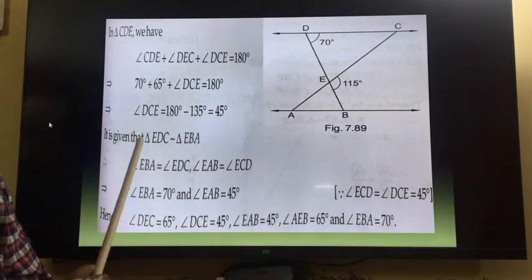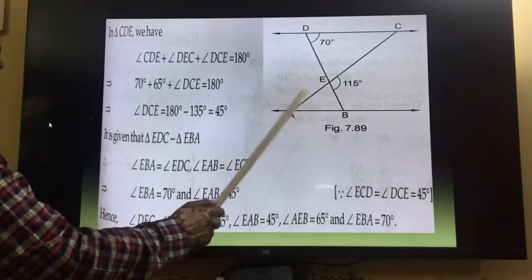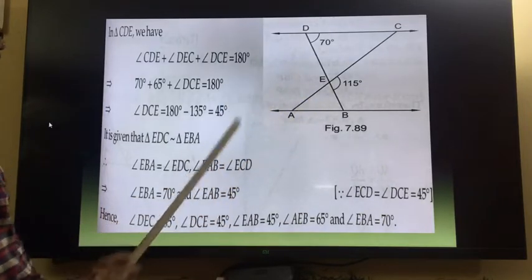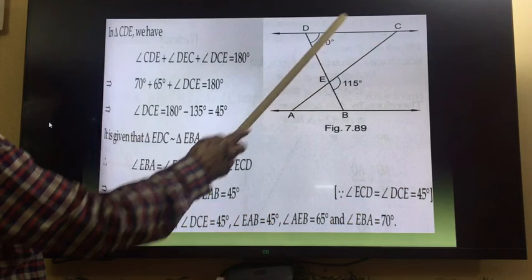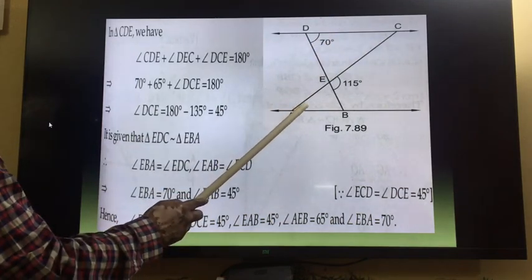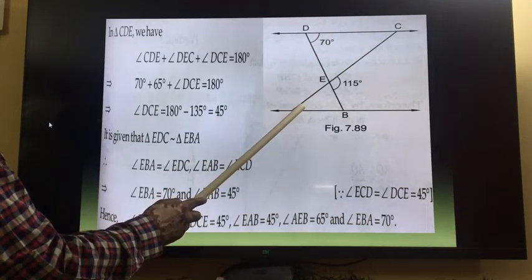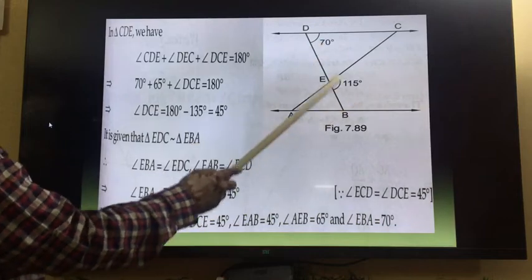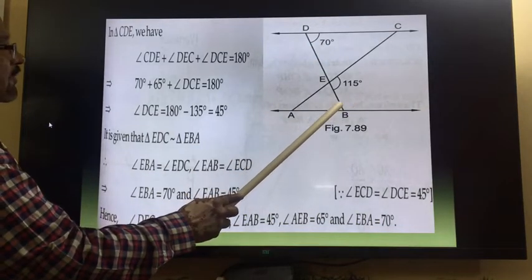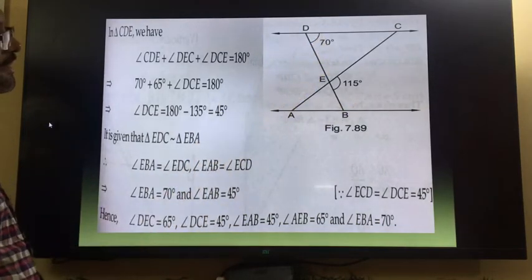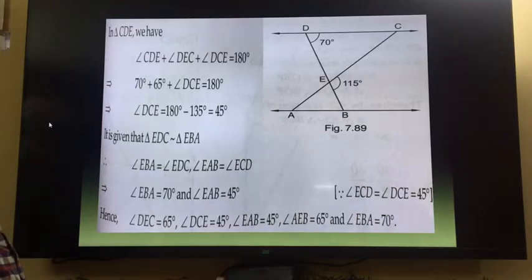And similarly, by using angle sum property here, we can find out the other angles. Otherwise, angle C will be equal to angle A, so this is also 45, and this angle is 70, so this angle is also 70 degrees, because if triangles are similar, corresponding angles are equal.